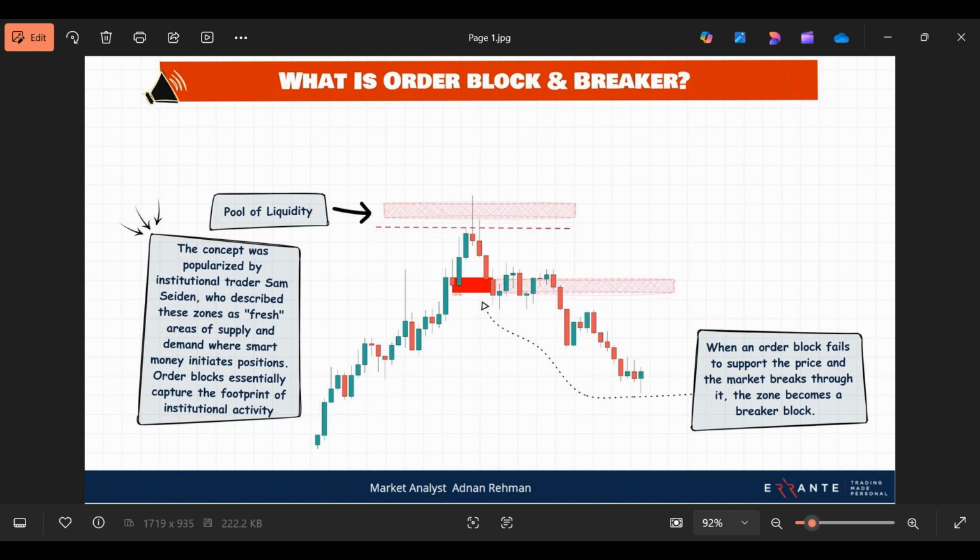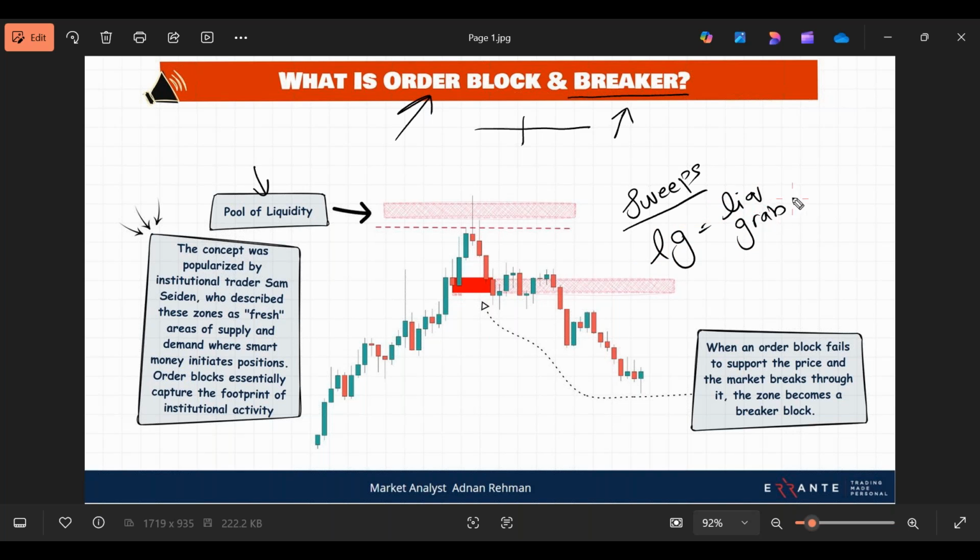And in this webinar, I will teach you regarding the order block and then the breaker that we are looking into. Both of these are almost interconnected with each other, and they follow the same story that we have learned earlier, that is trading into the pool of liquidity while finding your sweeps. Sweeps, or LG, is equal to liquidity grab. This is very important. You need to keep your eyes on this one, and that is what I'll be explaining to you in this webinar.